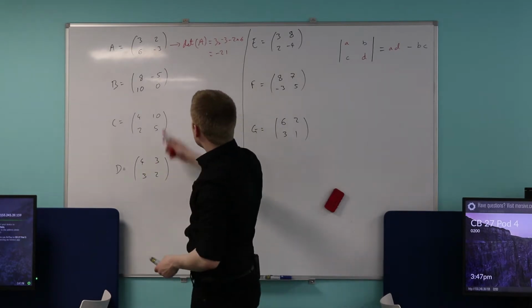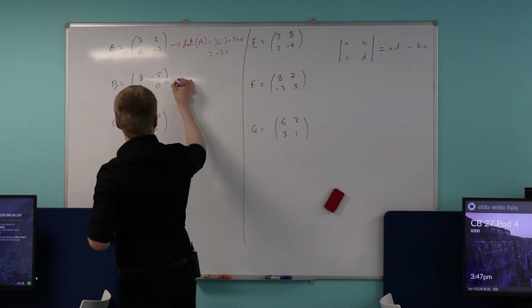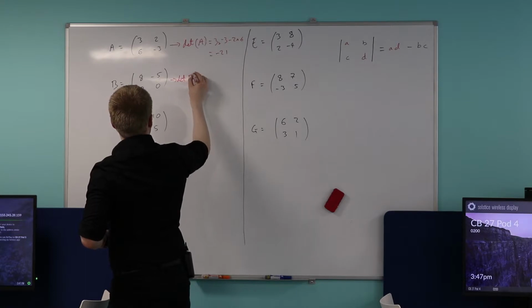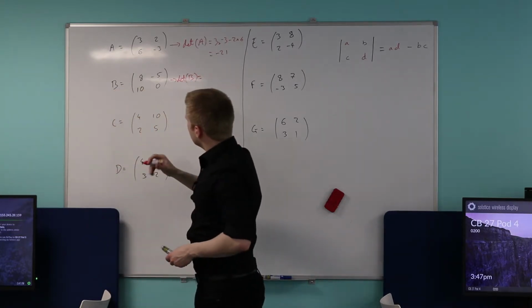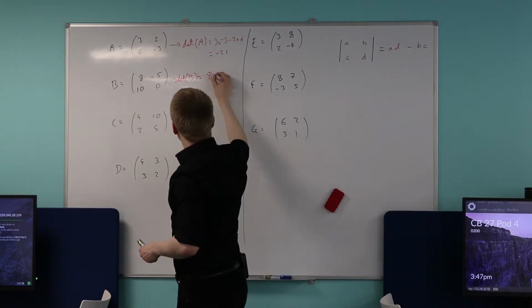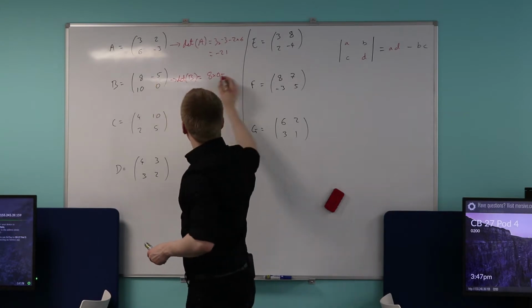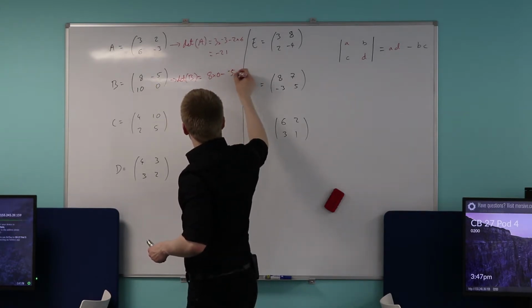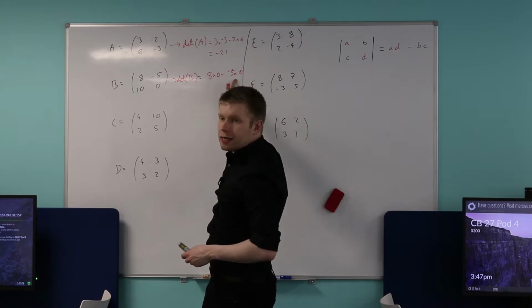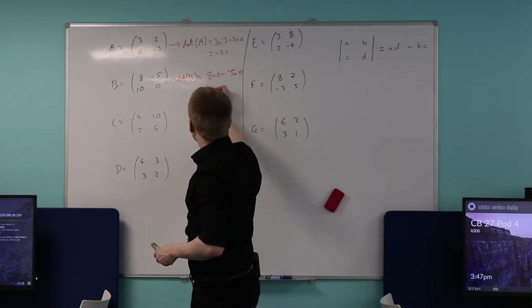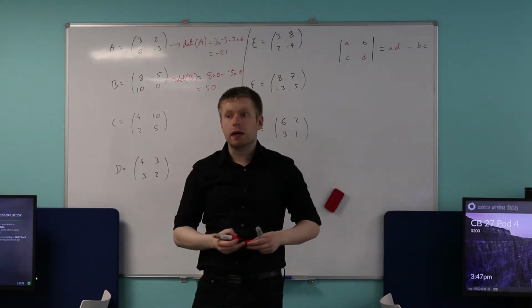Okay, good. What about the determinant of B then? Okay, good. How did you work it out? 8 times 0 minus negative 5 times 10. Good. 8 times 0 is 0. Take away negative 50 becomes positive 50. Okay, so it's been made 50 times bigger.